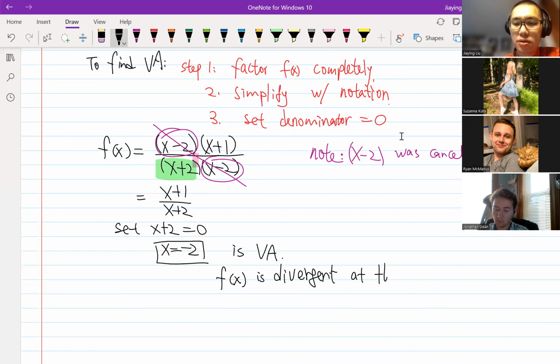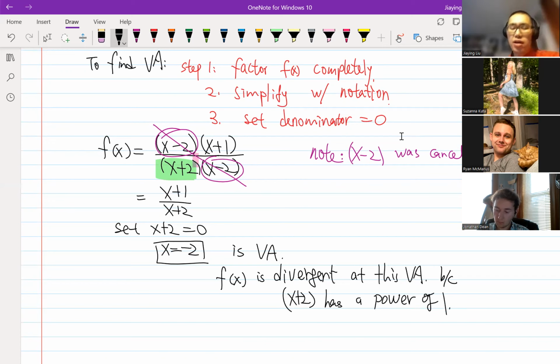At this vertical asymptote, because x plus 2 has an exponent of 1, has a power of 1. If x plus 2 has a power of 2, that's going to be convergent. All right, any questions about what I did finding the vertical asymptote and the horizontal asymptote?